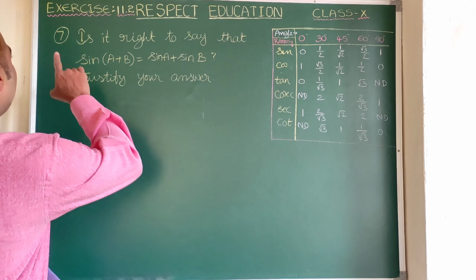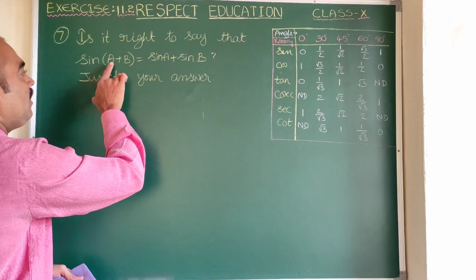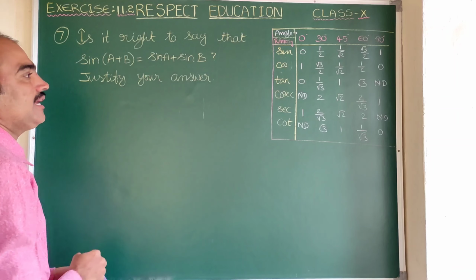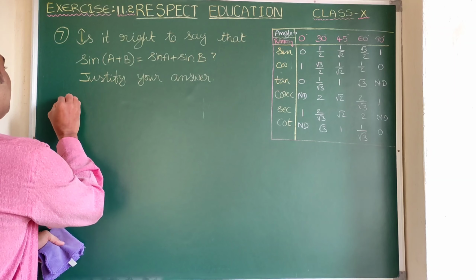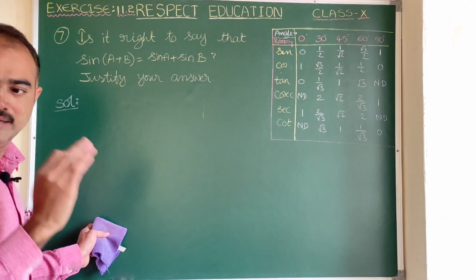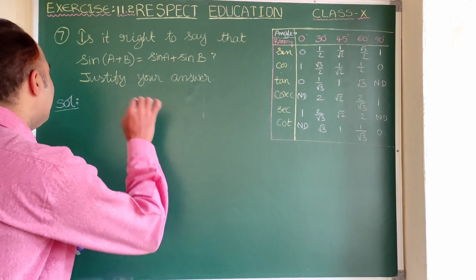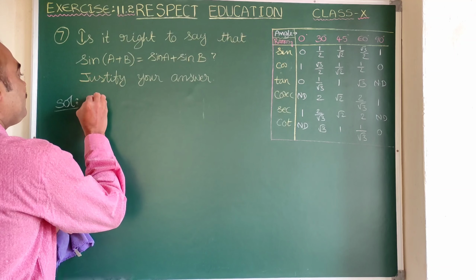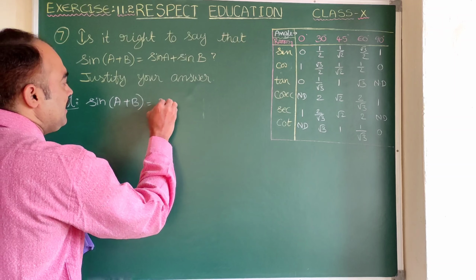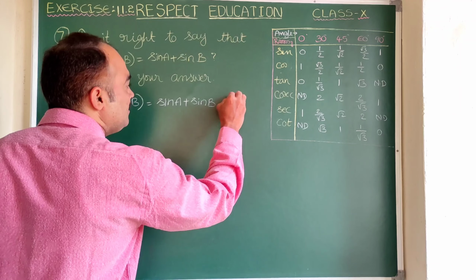Okay, now we see question number 7. Is it right to say that sine of A plus B is equal to sine A plus sine B? Justify your answer. See, observe carefully. In the same exercise, if you observe question number 3, it gives the justification for this question. The meaning is that in that question you will come to know that sine of A plus B is equal to sine A plus sine B is false.